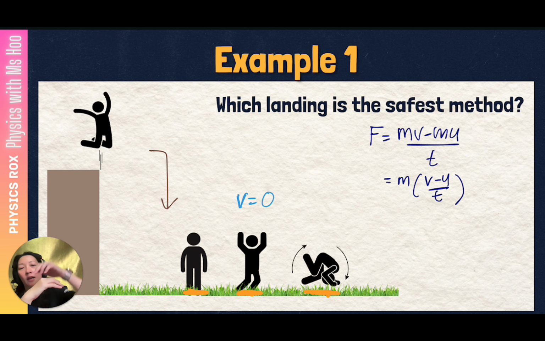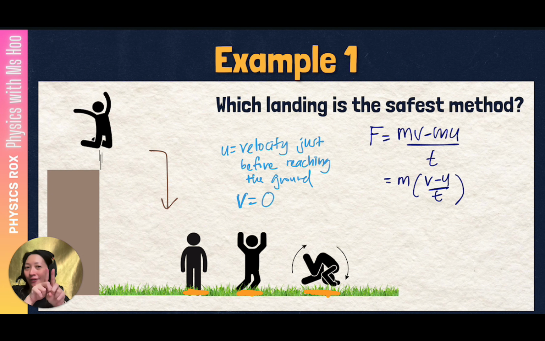What is different is the value of t, which is the impact time. So the reason why it's so dangerous and so bad to land with straight legs is because the impact time is very, very short. Because when you land, you just come to an immediate stop. The impact time is very short.